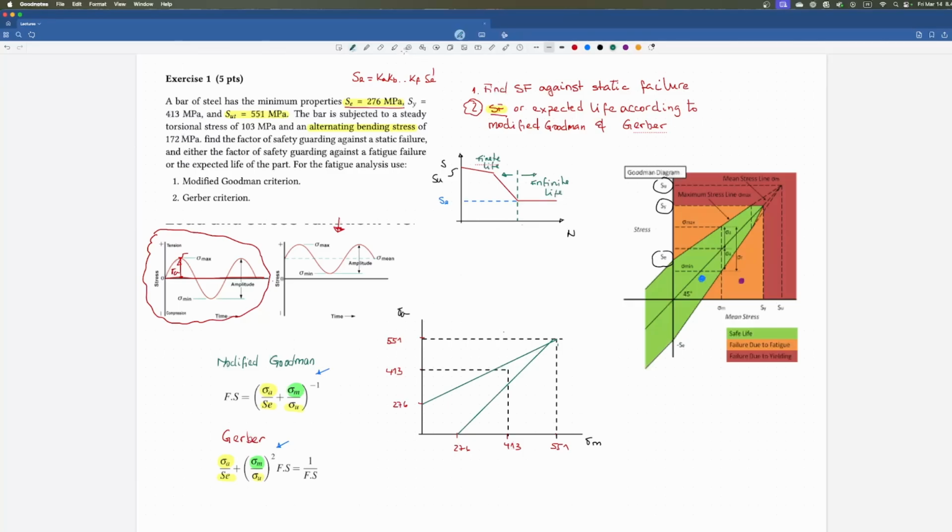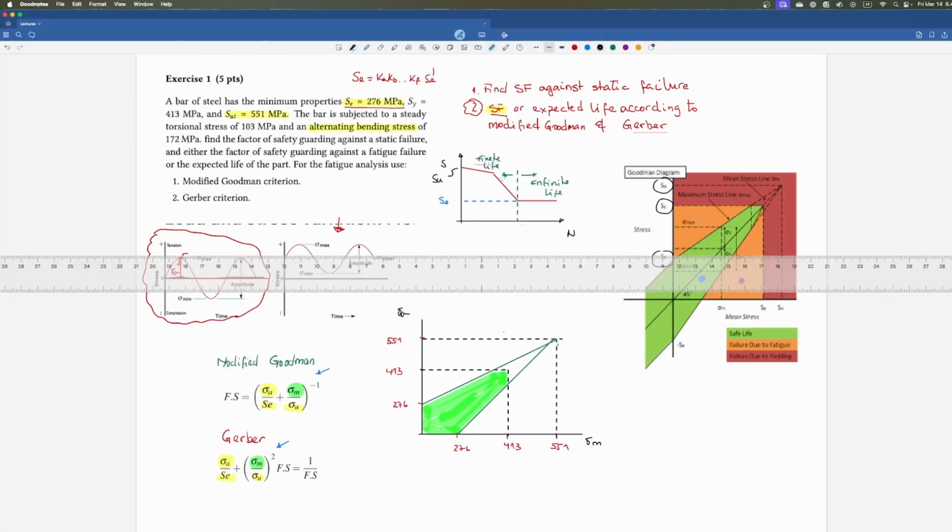So meaning that if my operational point falls in here, the formulas I need to use are the ones that I'm showing here, because they are infinite life, yeah, safe life, they call it. So, okay, but what's my operational point? Well, I do know that the alternating stress is 172 megapascals.